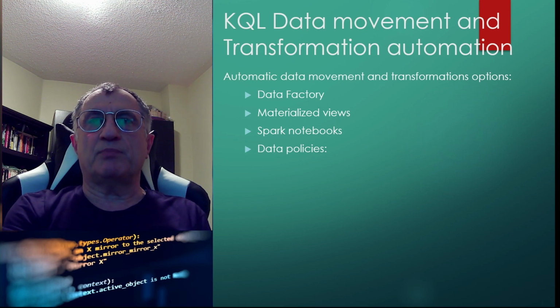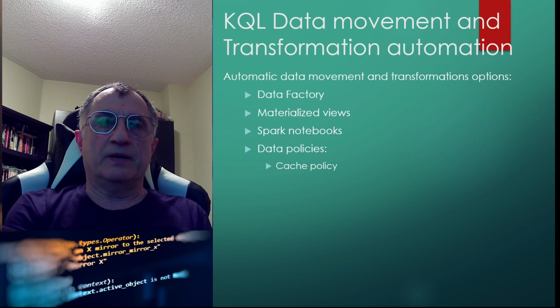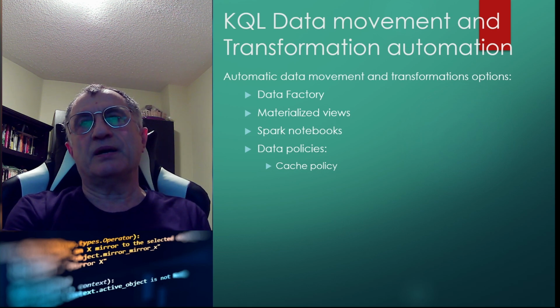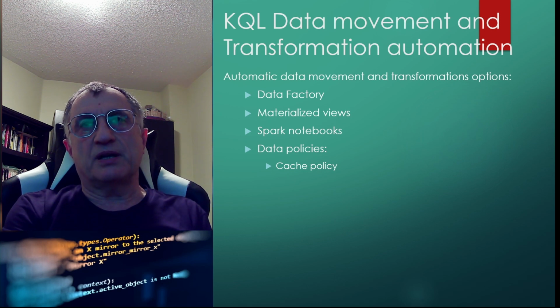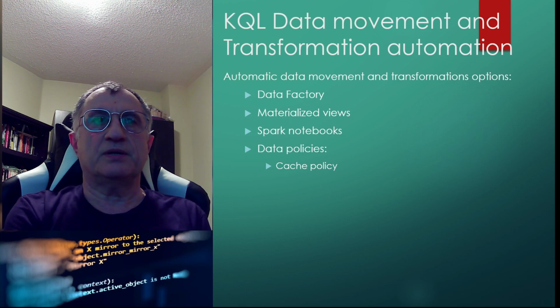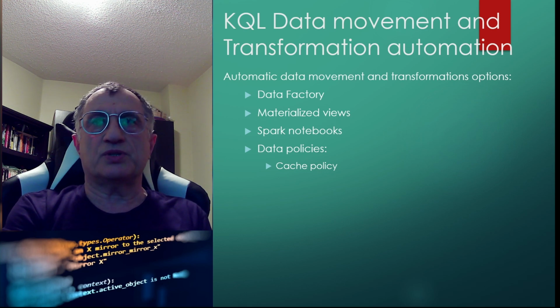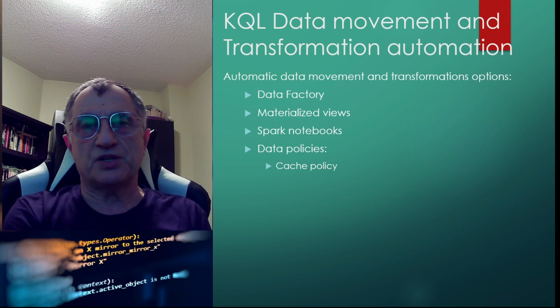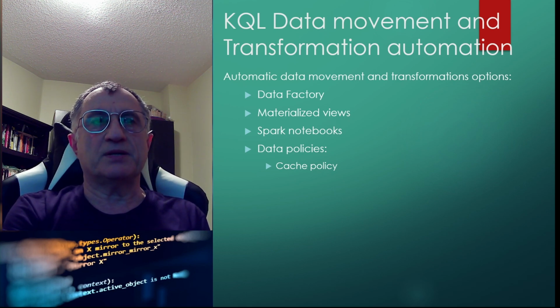Then there are some data policies that allow you to automate some data management jobs. So cache policy allows you to identify certain period and dedicate it for so-called hot cache. Basically, that allows KQL to treat certain periods in your table history as more important, a priority period, and then it will store that in SSD cache. So that means that queries from these tables will be faster than other tables. So we'll talk about cache policy as well.